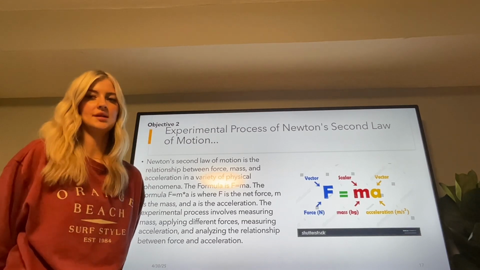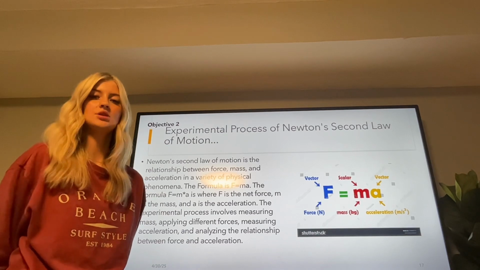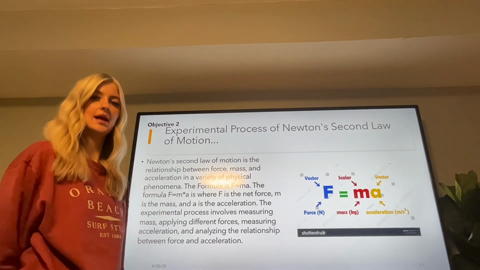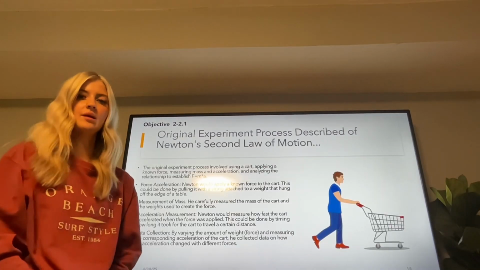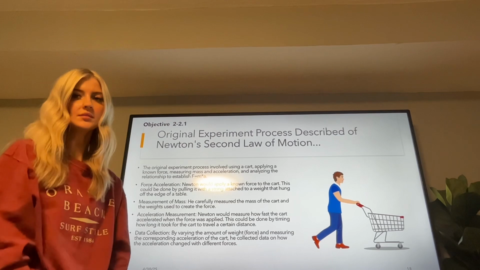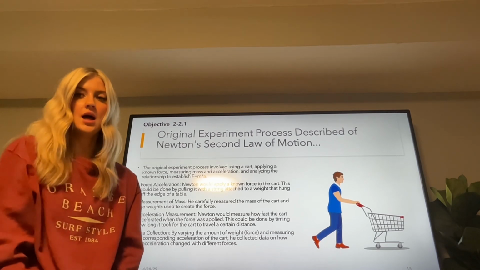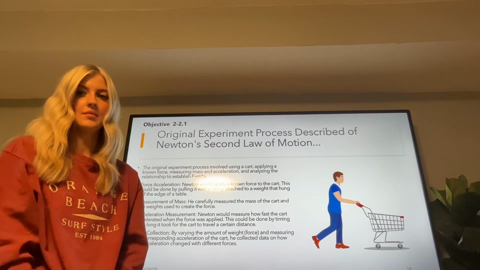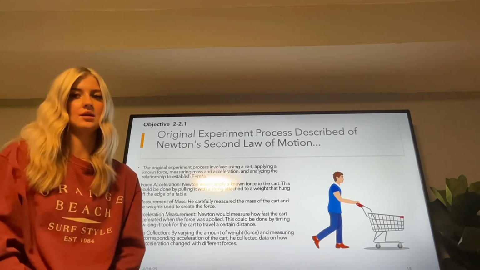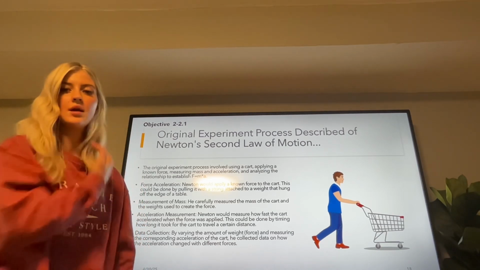The experiment process involves measuring mass, applying different forces, measuring acceleration, and analyzing the relationship between force and acceleration. Original experimental process of Newton's second law of motion. The original experimental process involved using a cart, applying a known force, measuring mass and the acceleration, and analyzing the relationship to establish F equals m multiplied by a.